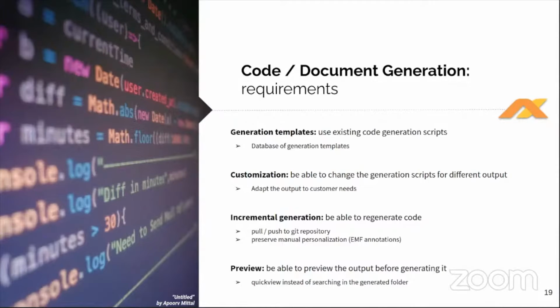The other requirement is about customization, the ability to customize the templates in order to adapt them to the needs of the customers or the modelers. The third requirement here is about incremental generation, and we've talked about it in the first presentation. This is the ability to regenerate a part of the model. In addition to that, we have added the ability to relate such incremental generation with a Git repository, so that the Git repository is automatically updated when you generate the code. And last but not least, the preview requirement, which allows users to view the code or view the documentation before they generate it.